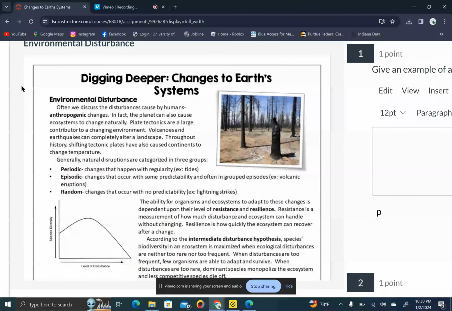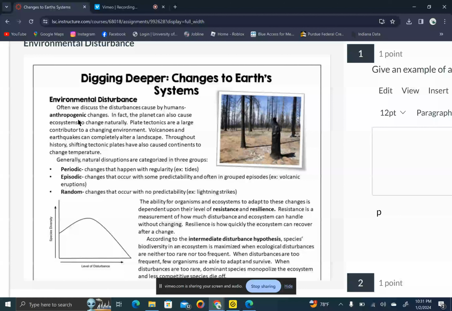Often we discuss the disturbances caused by humans, anthropogenic changes. What you should notice here is that this is bolded. That tells you it's a vocabulary word that's going to be important for you to know and remember. And it's also going to be important in the questions later on. So, again, anthropogenic changes are changes caused by humans.